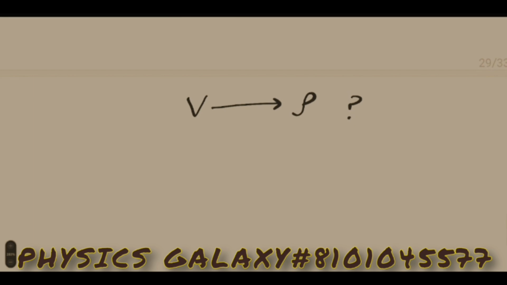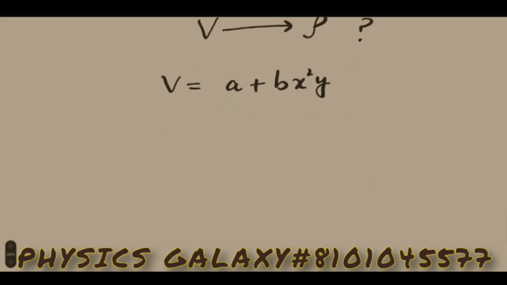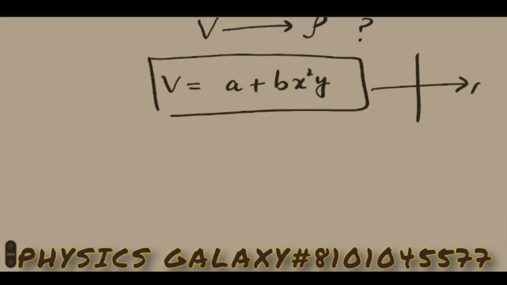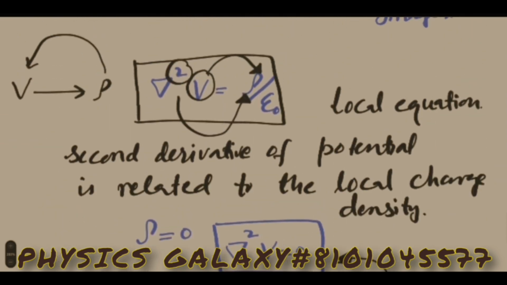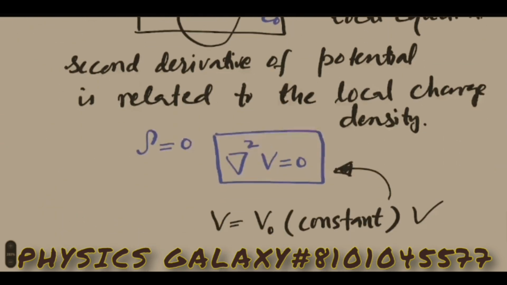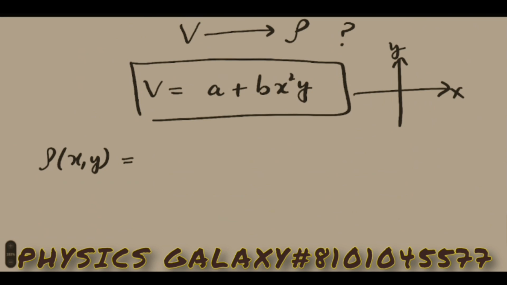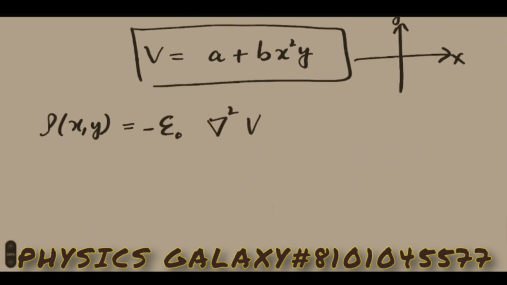Let's suppose that I have some function V equals A plus B x square y. Then what will be my rho in this space? Suppose it's a two-dimensional xy space where the potential is given like this, and I want to find my charge density in this xy plane. Using Poisson's equation, the charge density can be written as rho equals minus epsilon naught times del square V. Now what about del square V?